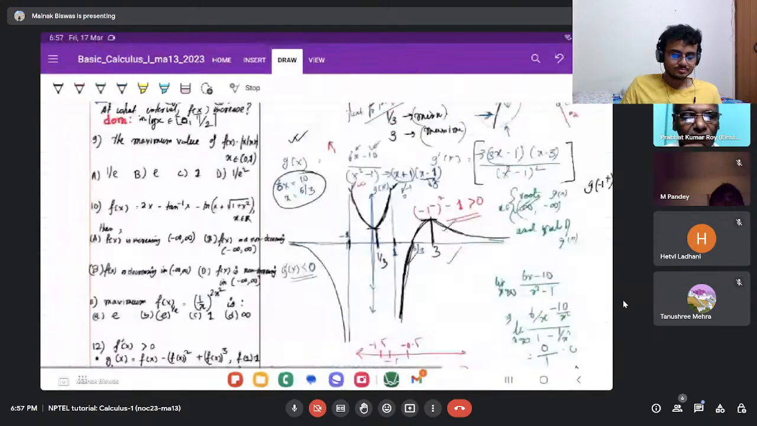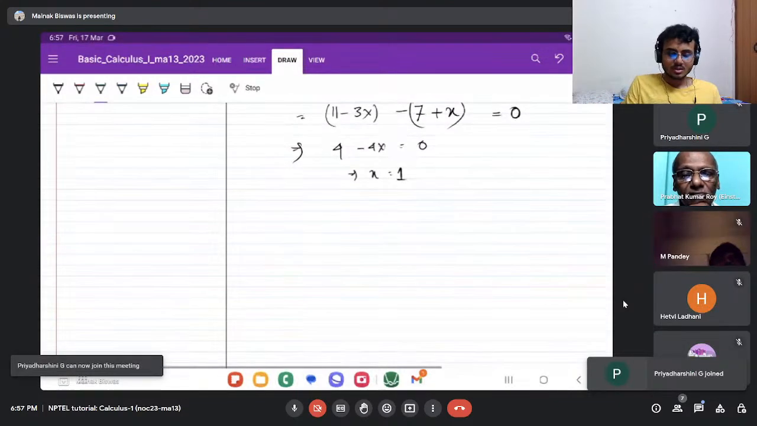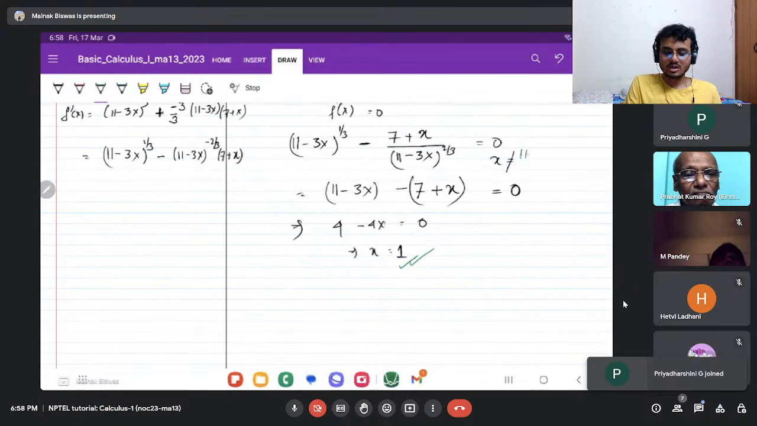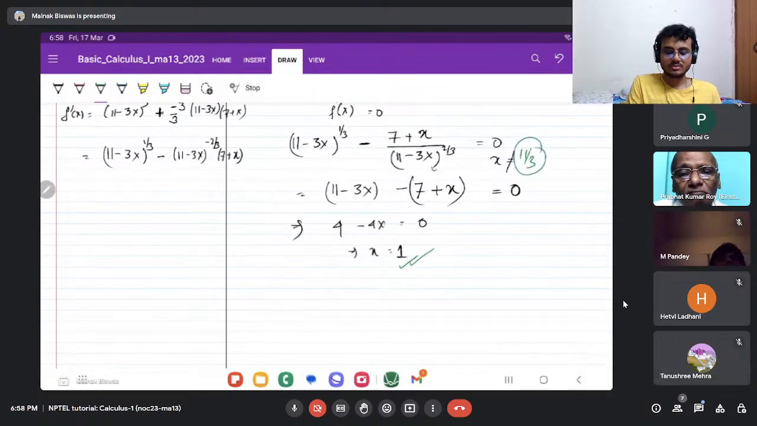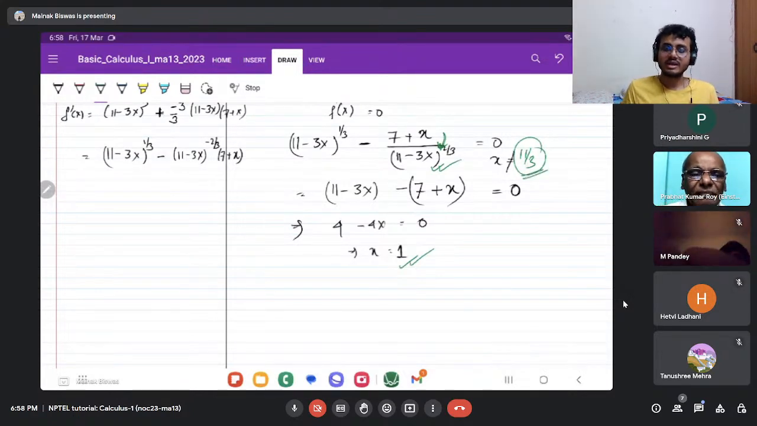11 by 3 is a critical point because your derivative has a term with a fractional power, so the gradient is either 0 or does not exist. You agree that f dash x is not defined at 11 by 3. That's why that is also a critical point.